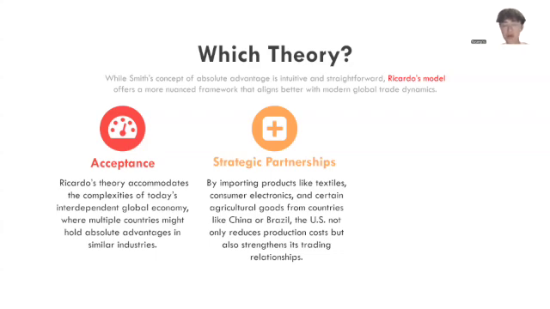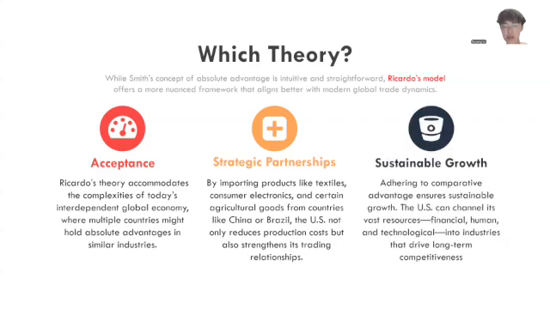comparative advantage fosters strategic partnerships and allows a broad distribution of global wealth. While importing products like textiles, consumer electronics, and certain agricultural goods from countries like China and Brazil, the U.S. not only reduces production costs but also strengthens its trading chain, benefiting both domestic and international markets.